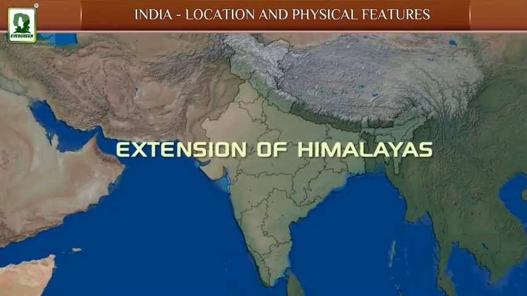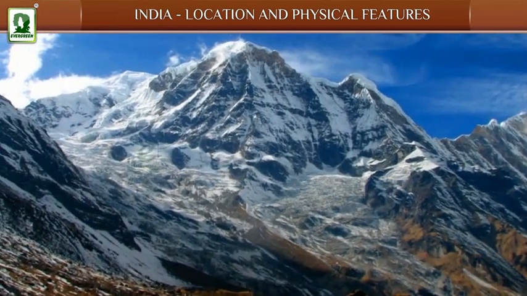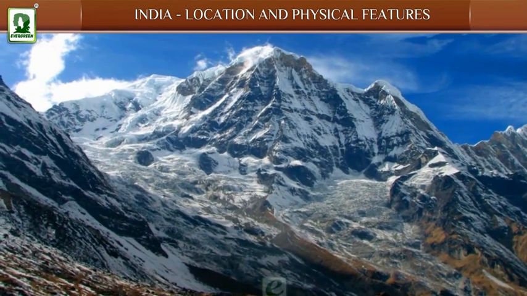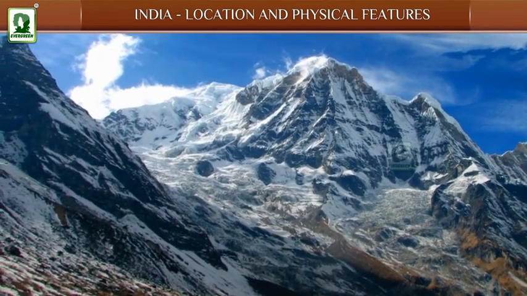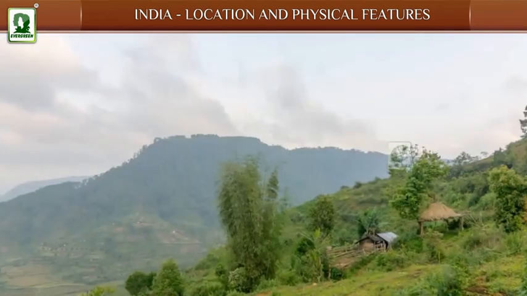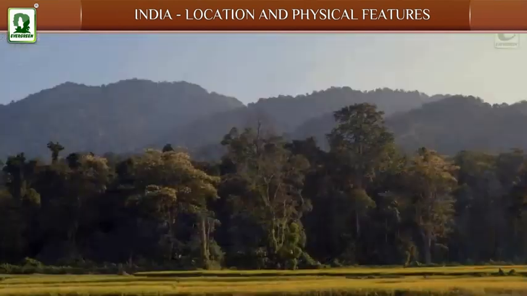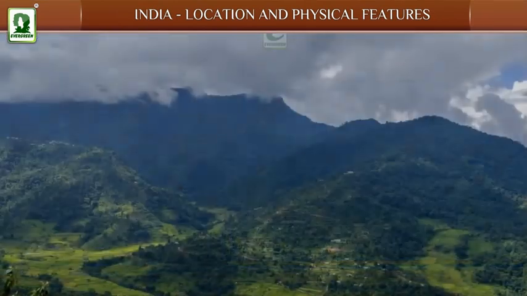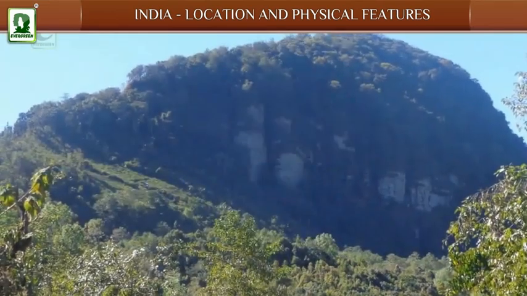Extension of Himalayas. The extension of Himalayas along the eastern borders of our country is called Purvanchal, consisting of Garo, Khasi, Jaintia, Patkai-Bum, Naga, Mizo, and Lushai Hills.